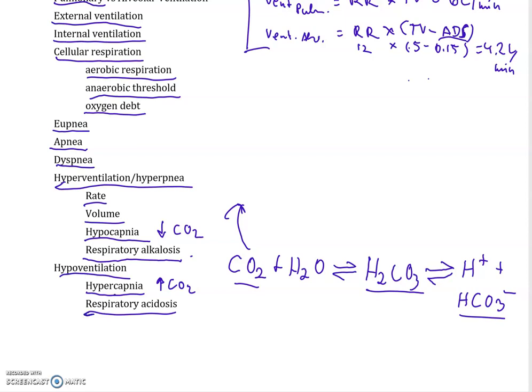Now, capnia, these two terms, hypo and hypercapnia. Capnia refers to CO2 levels. So hypocapnia means I don't have enough CO2, and hypercapnia means I have too much CO2.